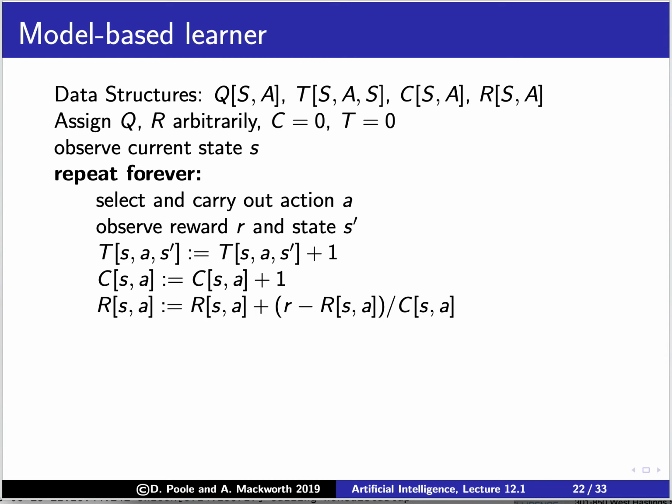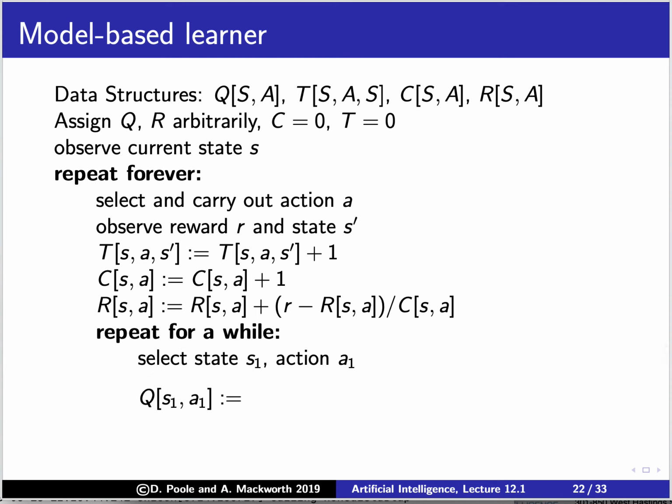We're going to update T, the number of times we were in state S, did A and ended up in S'. We're going to add 1 to that because we have one more experience. We're going to update the count of the number of times we were in S and A, and add 1 to that. And then we're going to update the reward according to the way we did averaging before. This corresponds exactly to the way we did averaging before. Now we've got the average reward.